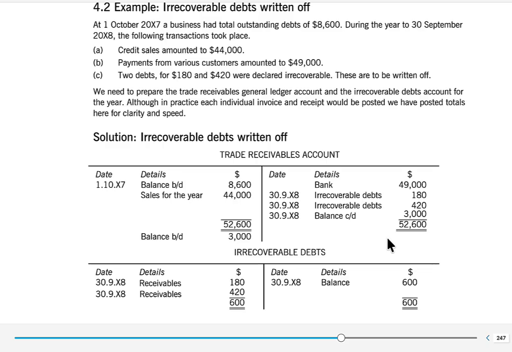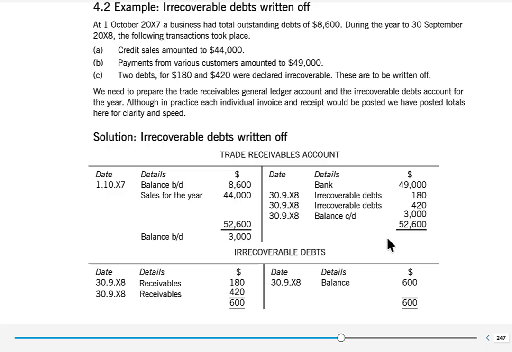Now we calculate the closing balance. Opening $8,600 plus sales $44,000 equals $52,600. Less payments $49,000 equals $3,600. Less irrecoverable debts $600 equals $3,000. So closing trade receivables equals $3,000. Teacher tip. In the exam, always do this as a clean running total, or use a T account with the correct side for each item.